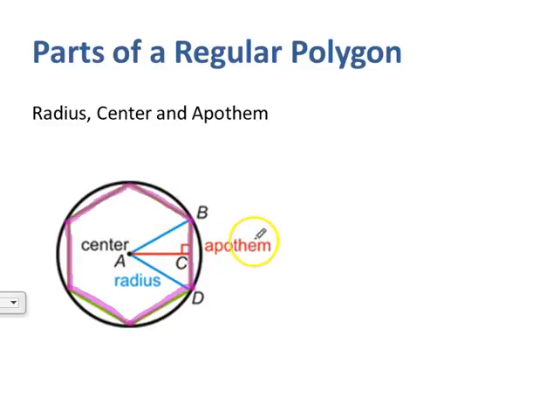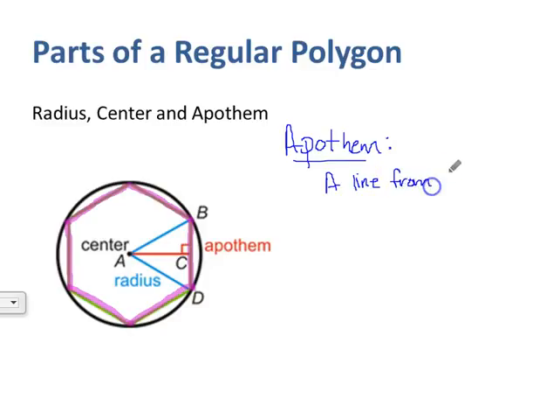But so the apothem, it's a funny word to say, I think. So let's write down what an apothem is, because this is probably a new word for most of you. An apothem is a line segment, a line from the center of any regular polygon, and it forms a right angle with the base.